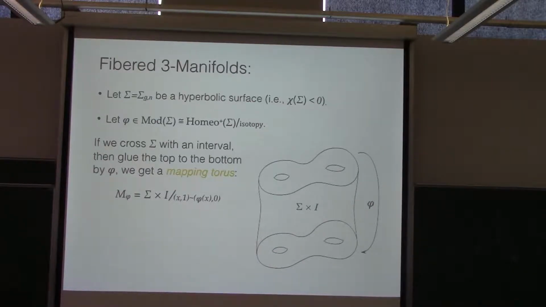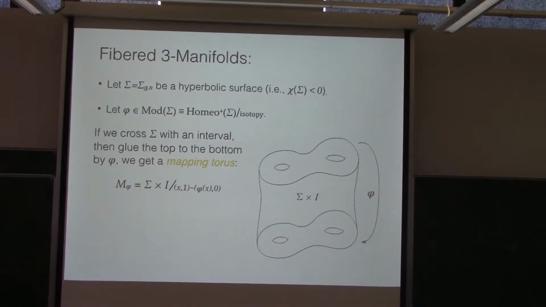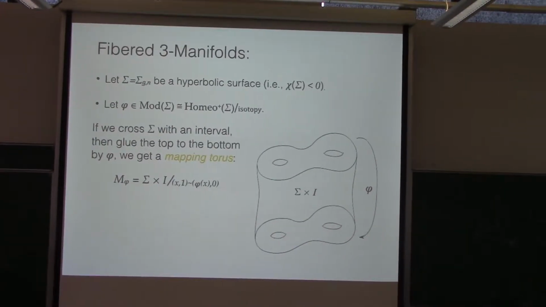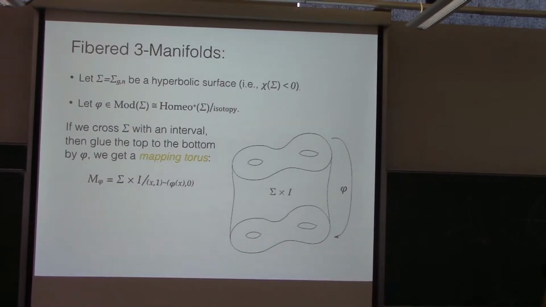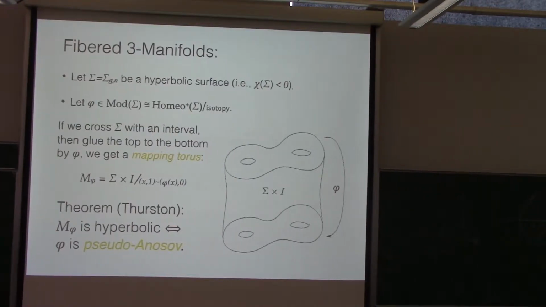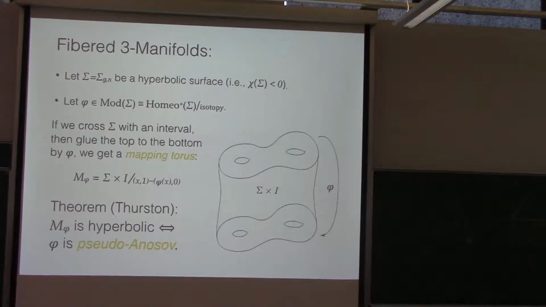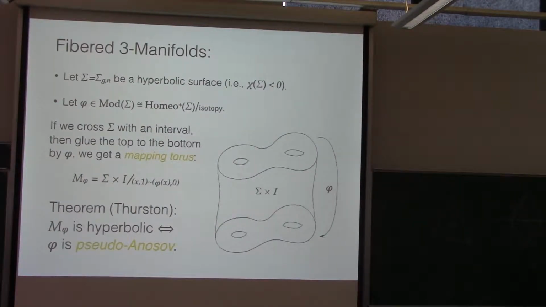First, some basic definitions of hyperbolic three-manifolds. I take a hyperbolic surface and a homeomorphism, or I guess a mapping class, and I cross the surface with an interval, and then glue the top to the bottom via the mapping class. I get a mapping torus. And as long as this mapping class is what's called pseudo-Anosov, I get a hyperbolic manifold. So I want to make sure my mapping classes are pseudo-Anosov.